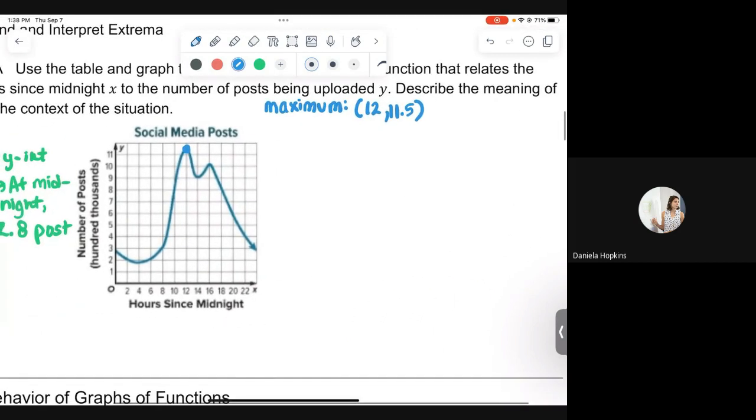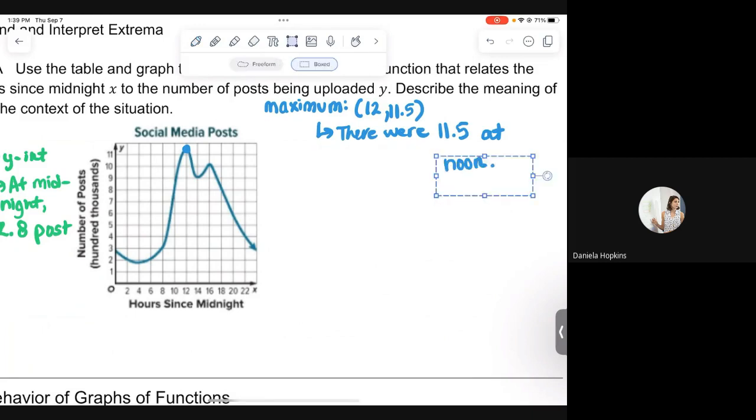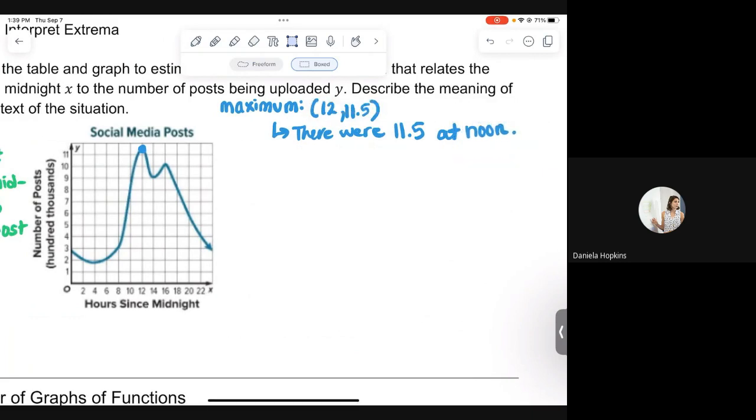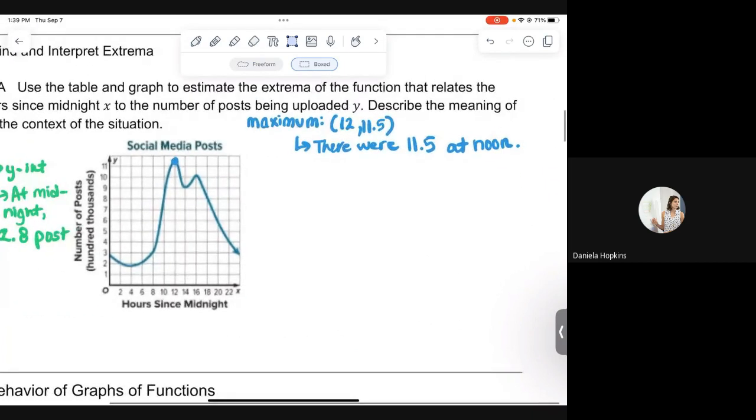But what does that actually mean in context of this situation? Well, what this means is that there were 11.5, and again, hundreds of thousands of posts at noon, because 12 hours after midnight would be noon. So there were 11,500,000 posts at noon, which makes sense. That's like the lunch hour, right? So I would expect lots of people to be posting at lunch.